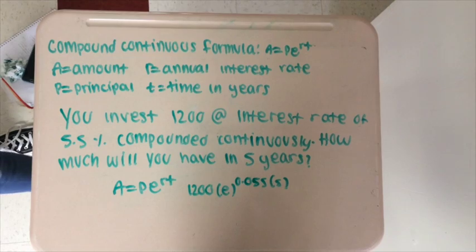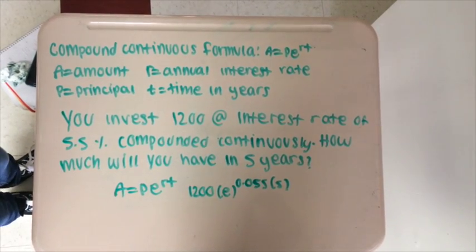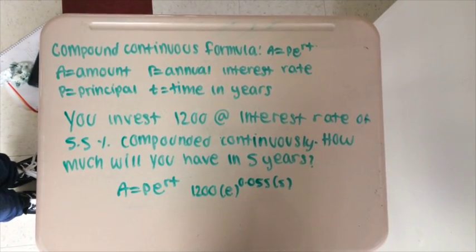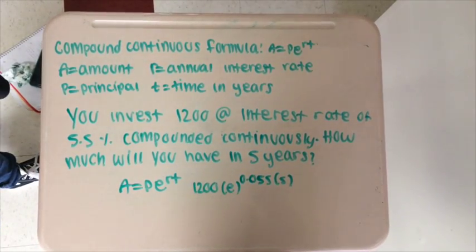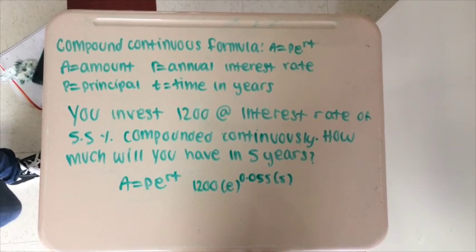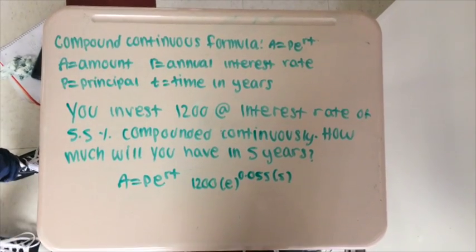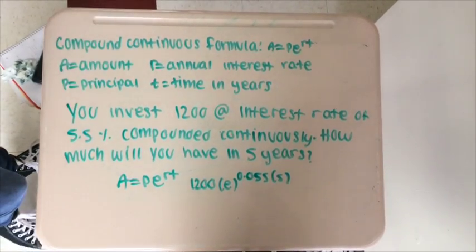The next formula is the compound continuous. The formula is A equals P e to the power of RT. A is the amount, P is the principal, R is the annual interest rate, and T is the time in years. For this one, you're going to have to use a calculator, as e has to be done on the calculator.